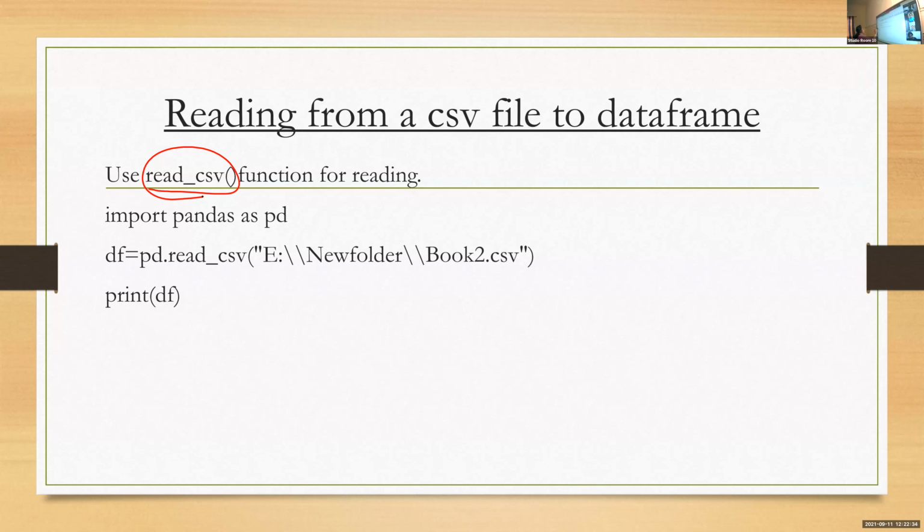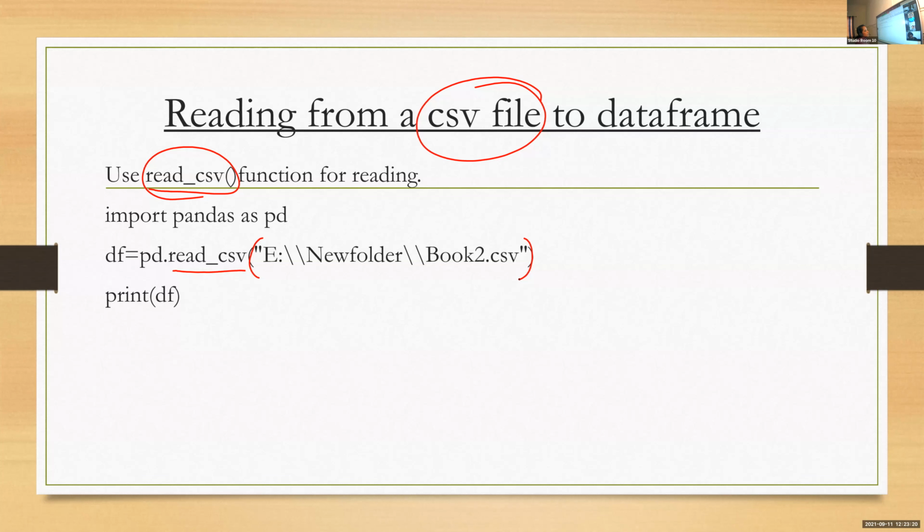Then after that, df is equal to, I want to create a data frame using this CSV file. So first you write the statement import pandas as pd. After that, df is equal to pd dot the reading function, it is read_csv. Within brackets, write the location where we created that CSV file. I will store that CSV file, that is book2.csv, in a new folder. So you select the location and type the location here.